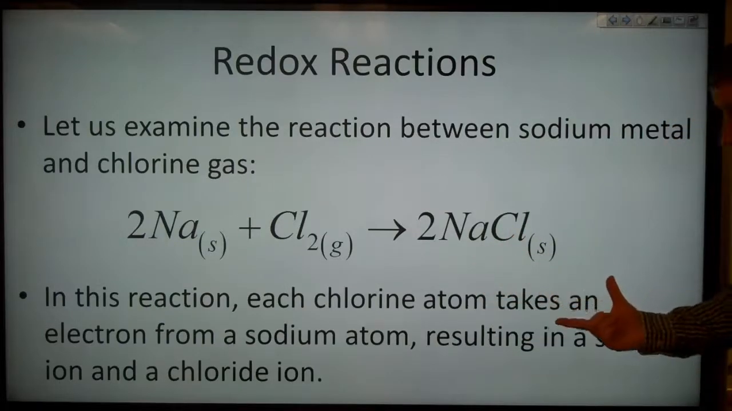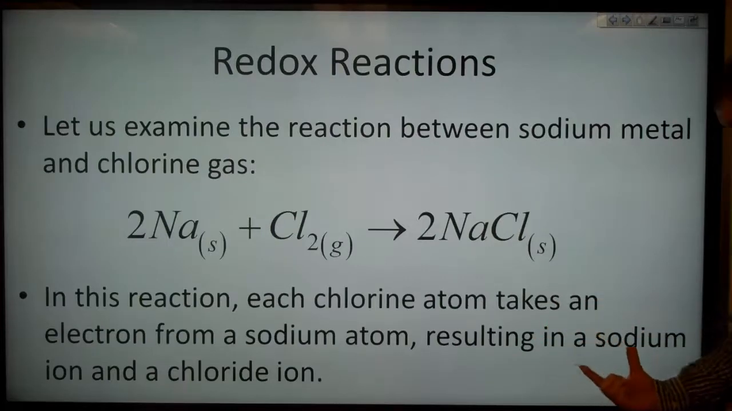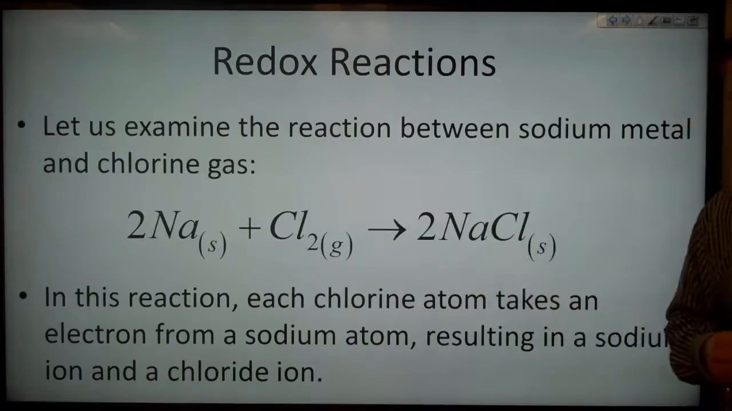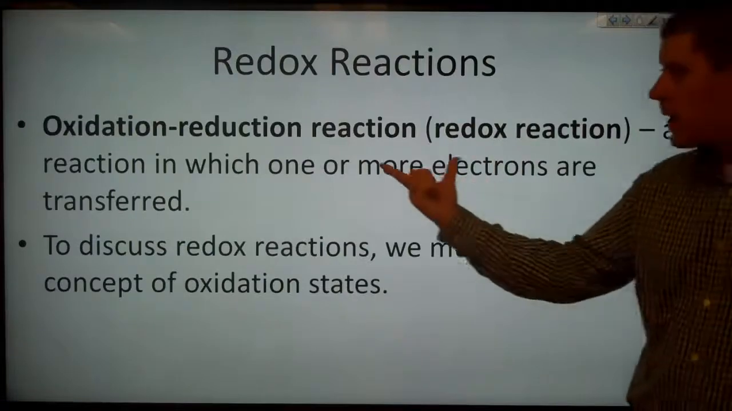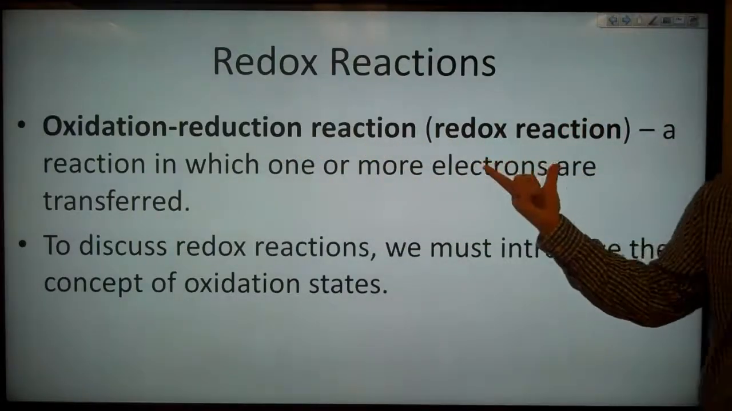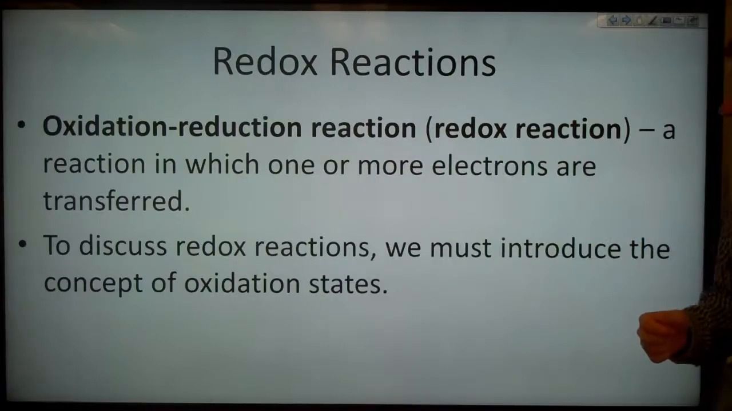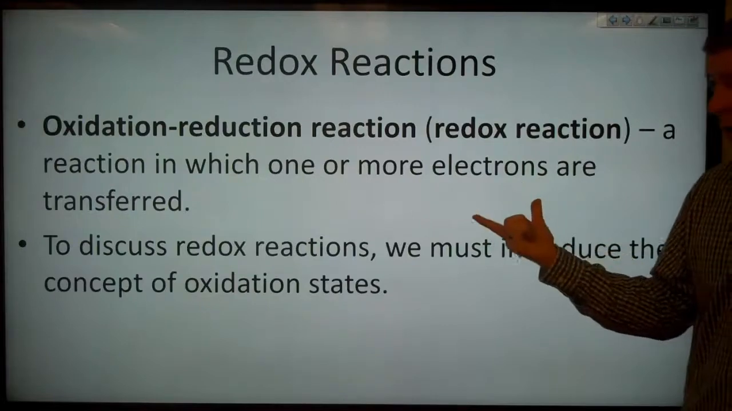So in this reaction, each chlorine atom takes an electron from a sodium atom, and this results in a sodium ion and a chloride ion that then form an ionic compound with one another. So this is an oxidation-reduction reaction, and we generally abbreviate this as redox reaction. So this is a reaction in which one or more electrons are transferred.